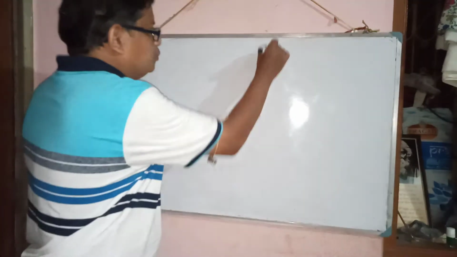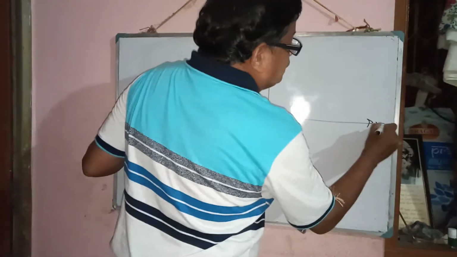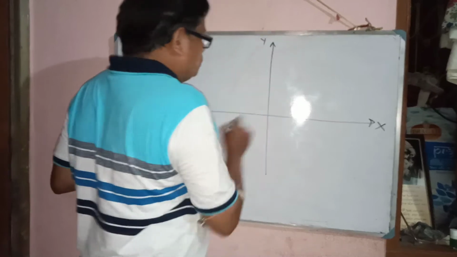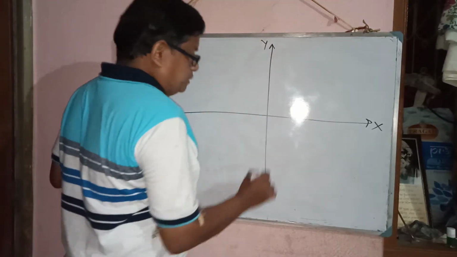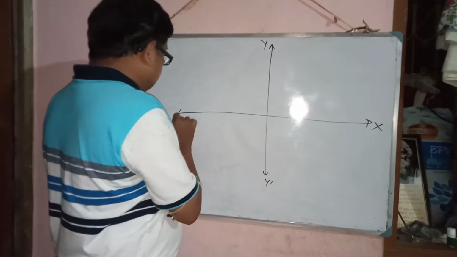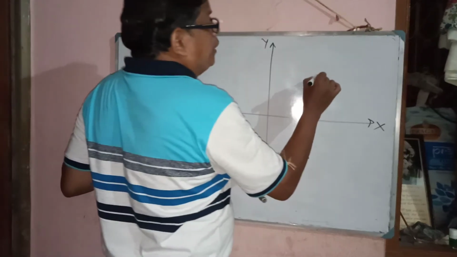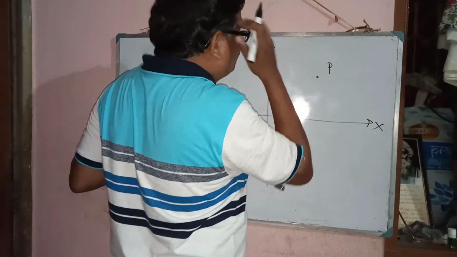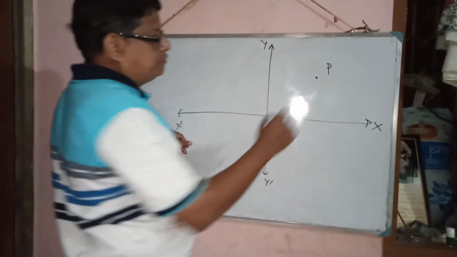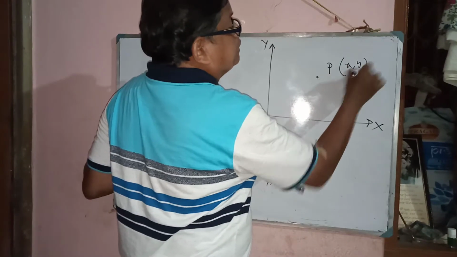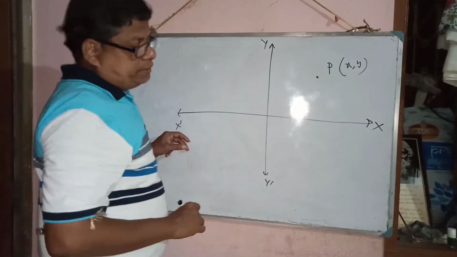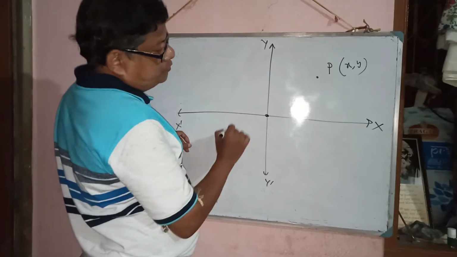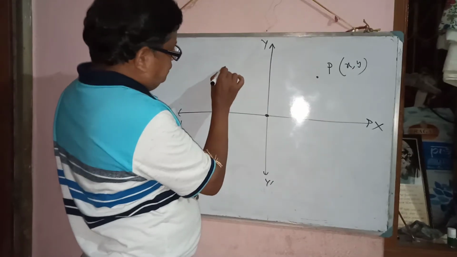Suppose you draw the x-axis and y-axis here, x dash and y dash. Suppose a point P with coordinates x, y is here. This is the moving point, and that is the fixed point. Suppose this point is here, and again the point is here.